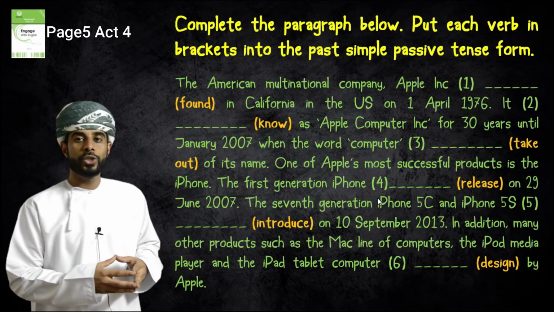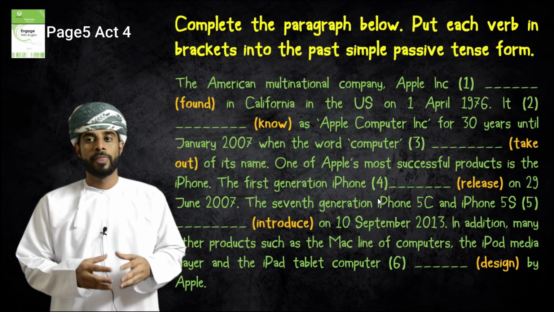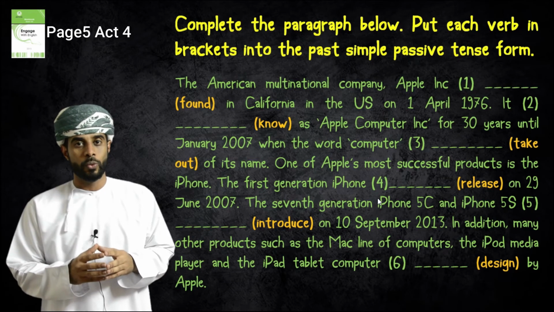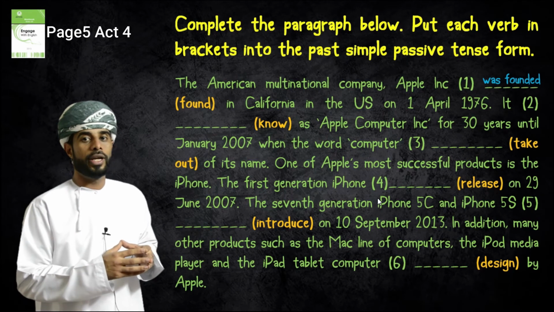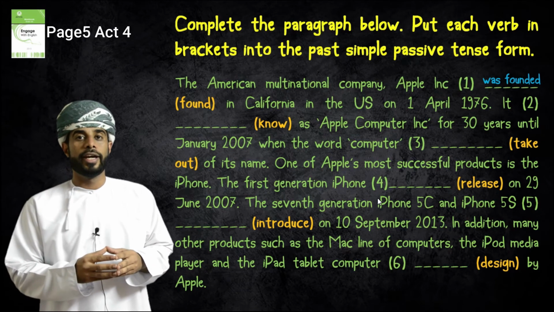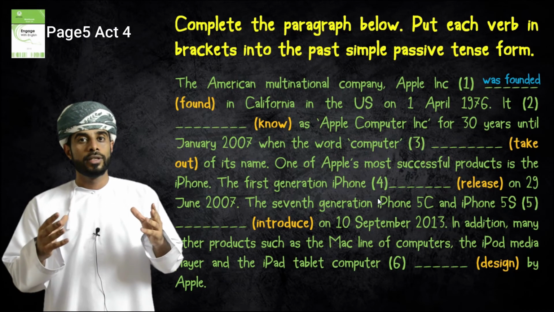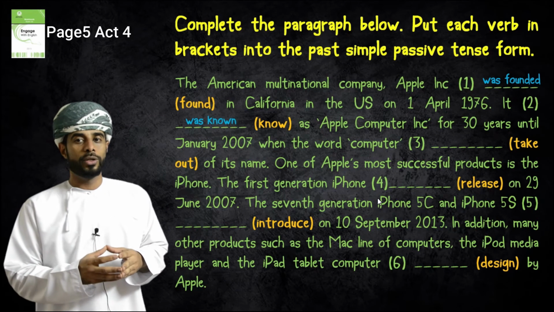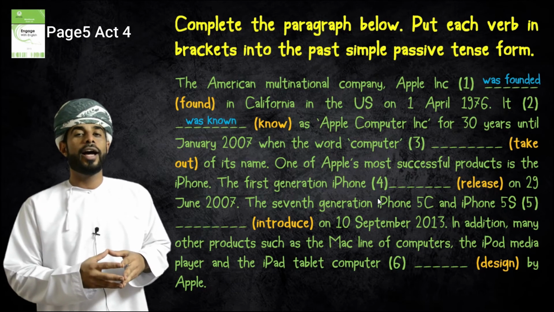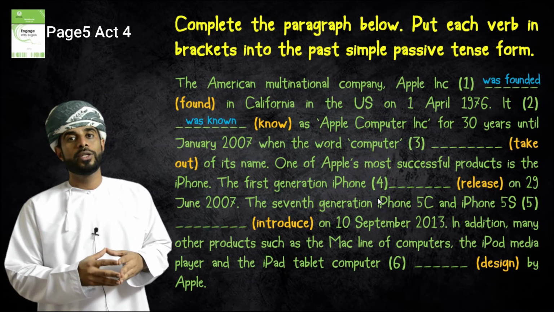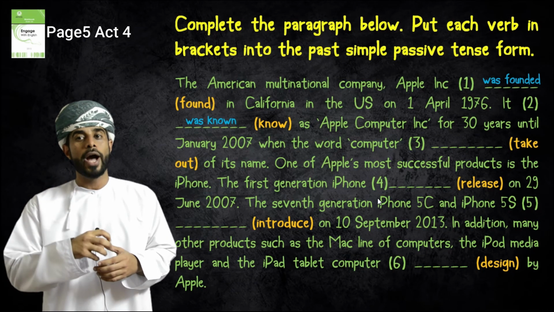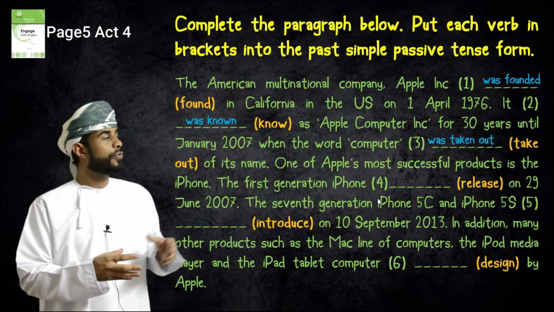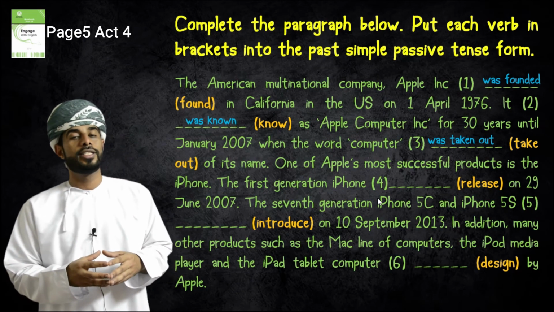The American multinational company Apple Inc. Of course was or were, because it's a company, we'll say was founded in California in the USA on 1st April 1976. It was or were, of course, was, because it's it. It was known as Apple Computer Inc. for 30 years, until January 2007, when the word computer, of course, was taken out of the name. One of Apple's most successful products is the iPhone.